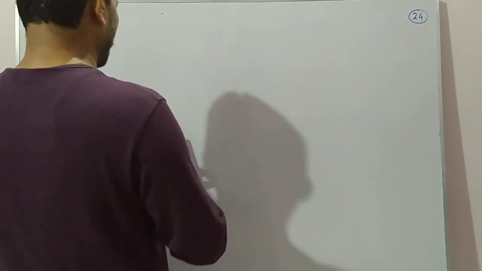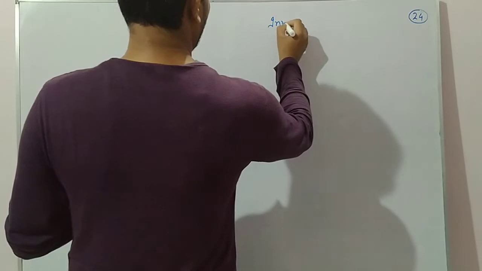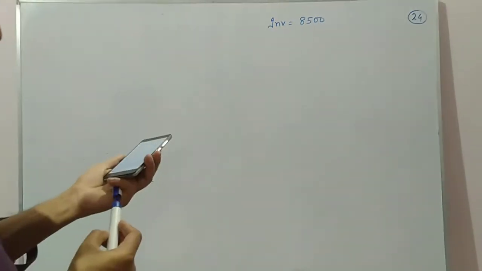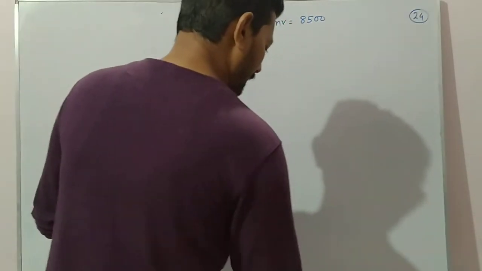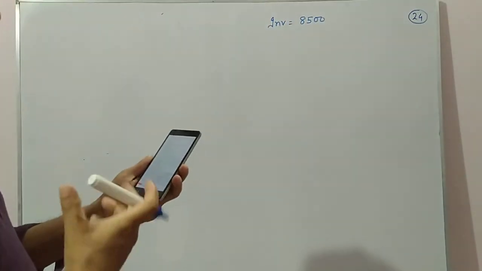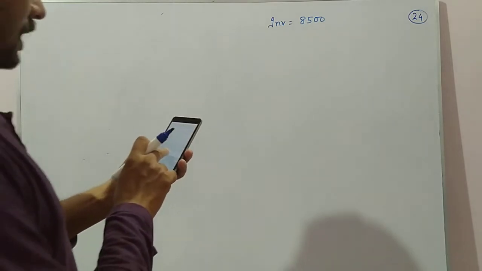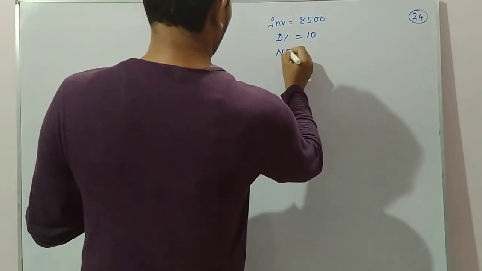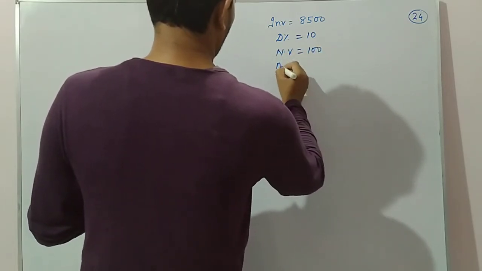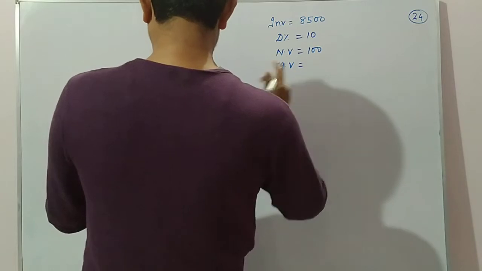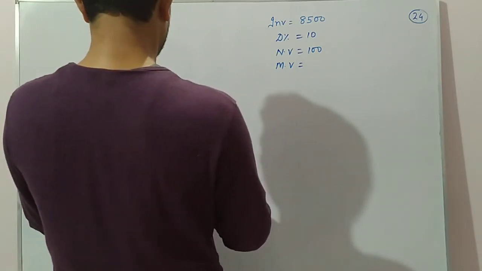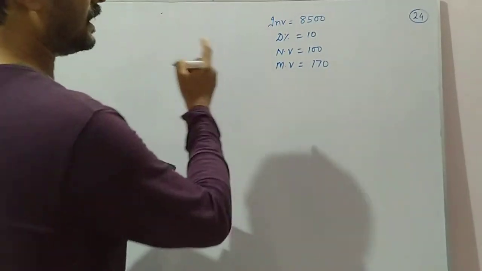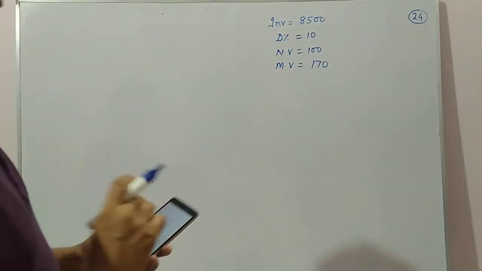See here, question number 24. Sachin invests 8,500. Investment is 8,500. Dividend percent is 10%, nominal value is 100, market value is 170. Again we will determine the number of shares and the dividend.